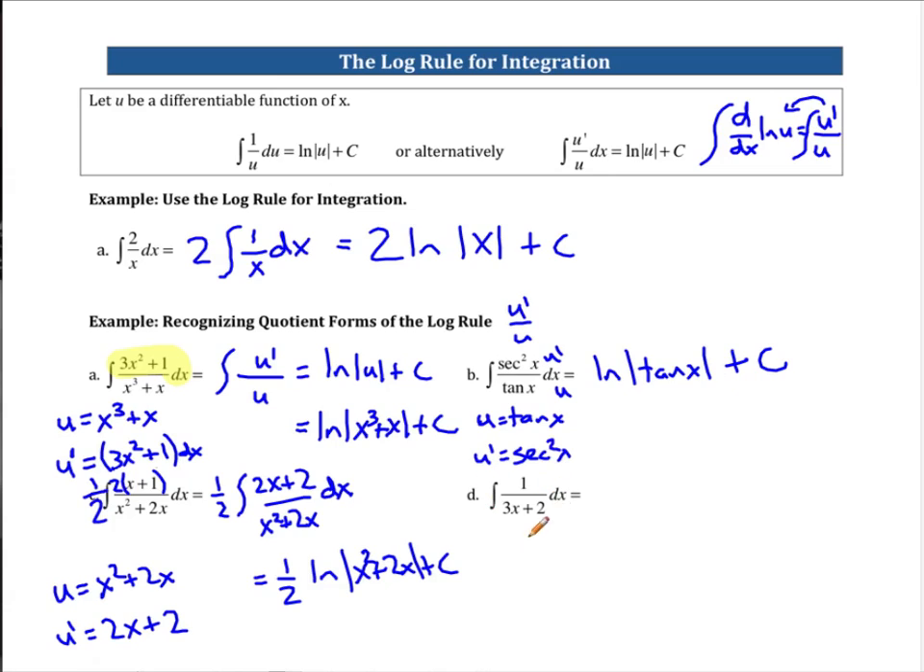All right, for letter D, one more example here. So u we're going to let equal 3x plus 2, and u prime is going to equal 3. Notice we don't have a 3, so we need to multiply by 3 on the inside and 1/3 on the outside. So our final answer is going to be 1/3 times the natural log of the absolute value of 3x plus 2 plus c.